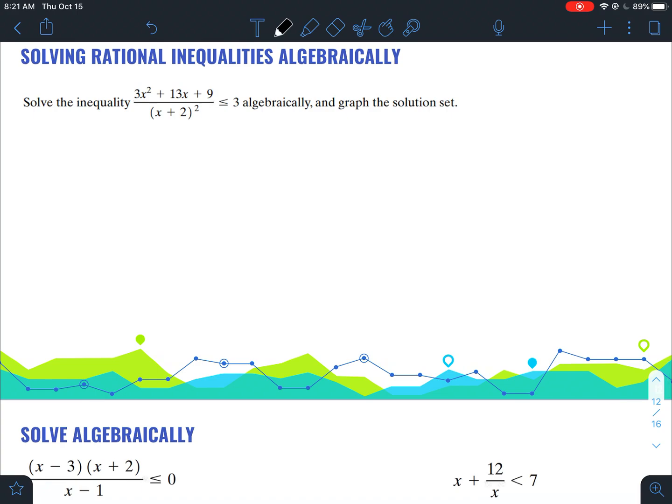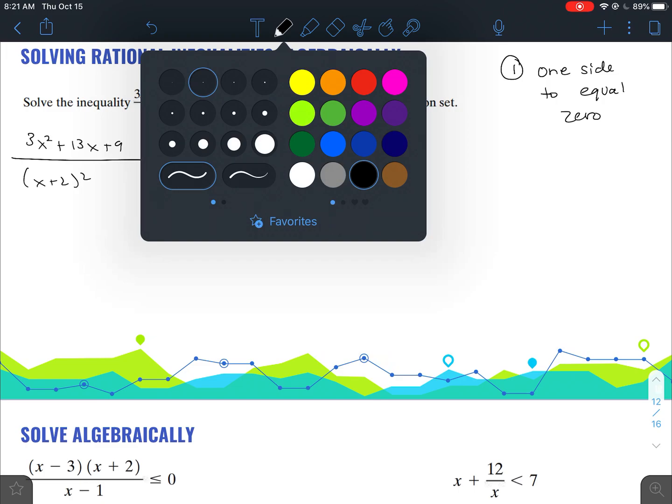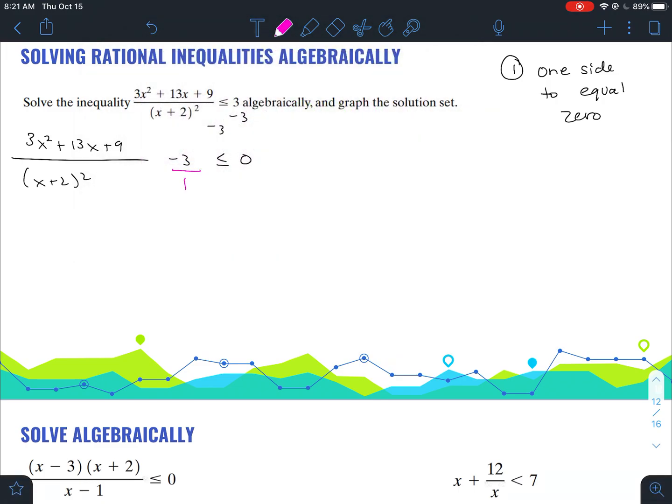If you want to do it algebraically, these are a little bit more annoying, but it's the same idea. So step 1 is we need one side to equal 0, because I want to know when it's above or below the x-axis, and in order to do that, I need to have one side equal to 0. So we have (3x squared plus 13x plus 9) over (x plus 2) squared, and then I'm going to subtract that 3 over. And now I have is less than or equal to 0. Well, unfortunately, now I need a common denominator, so I'm going to put that over 1. And then I'm going to multiply both of these pieces by (x plus 2) squared.